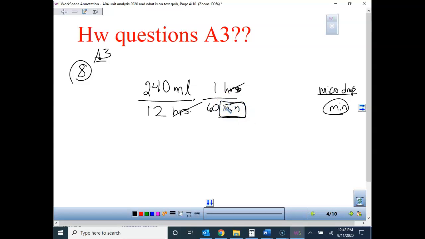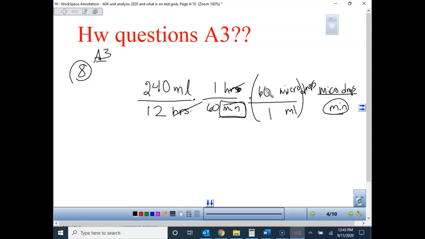Now I look at the other information they give me: 60 microdrops to 1 milliliter. So now the question is, where do I put the milliliters? I want it to cancel, and I want micro drops on top, which it will be now. And I have 1 milliliter is 60 microdrops.